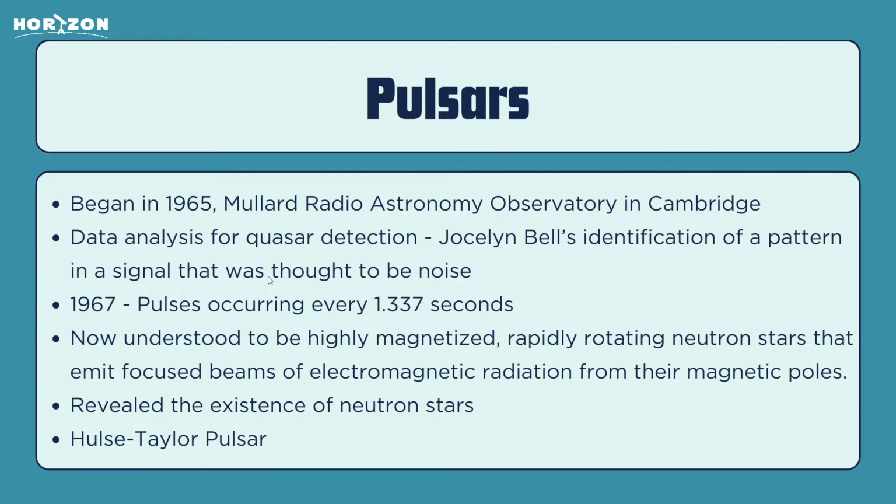And one interesting pulsar that I want to mention is the Hulse-Taylor pulsar, which is the first pulsar that was discovered to be in a binary system. It was discovered in 1974 and is named after the scientists who discovered it, and it provided the first indirect evidence of gravitational waves.